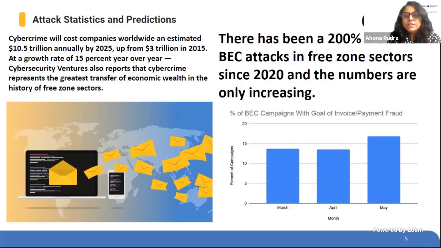At a growth rate of 15% year over year, Cybersecurity Ventures also reports that cybercrime represents the greatest transfer of economic wealth in history. So there has been a 200% increase in BEC attacks since 2020, and the numbers are only just rising. So we need to deploy steps very quickly to get control of the situation.